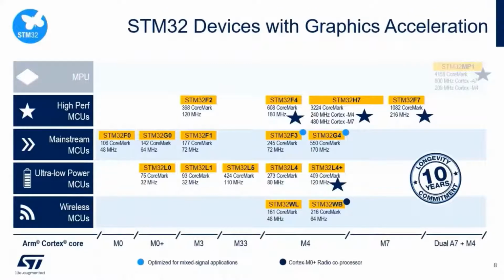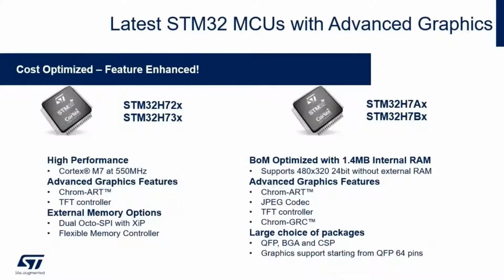Now we'll shift back to the STM32 microcontroller options with graphics acceleration. We'll start with some of the latest news, and then we'll cover some of the core graphics technology. I wanted to highlight some of the latest additions to the STM32 microcontroller family with graphics capability. The STM32 H720 and H730 series were recently announced. These devices offer high performance and advanced graphics features. Additionally, there are flexible interfaces to support a wide range of external memories for both flash and RAM.